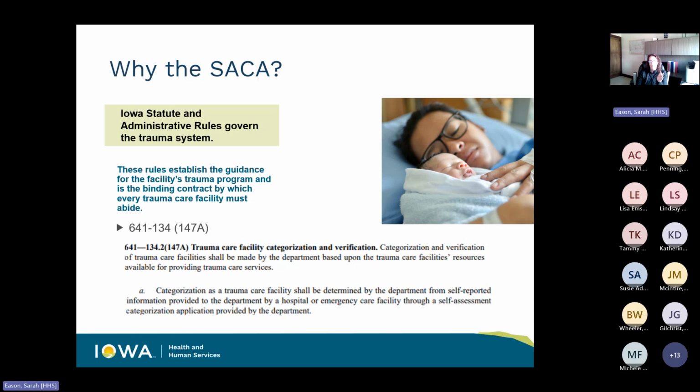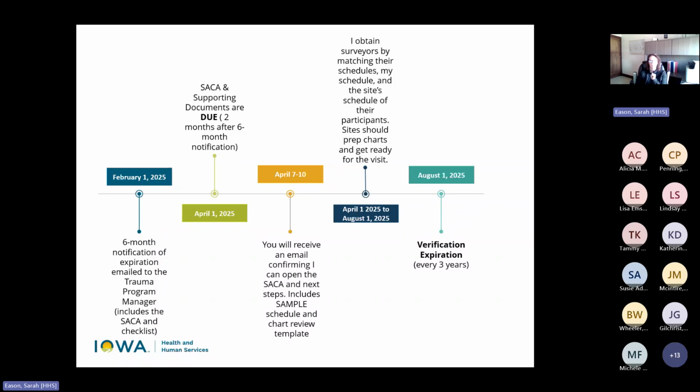Okay, questions on that? Okay, we're going to keep moving because we're talking about Orange Book, SACAs, and how we do it. Again, level fours, Orange Book, Orange Book, Orange Book. Just to be very clear.